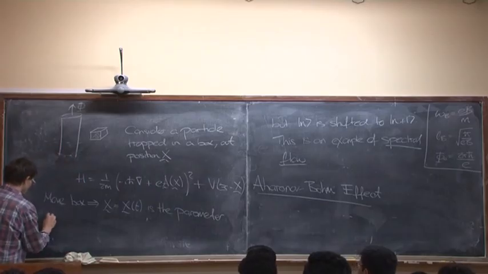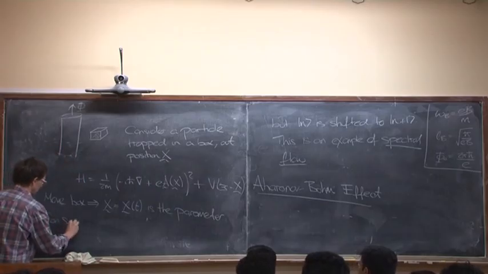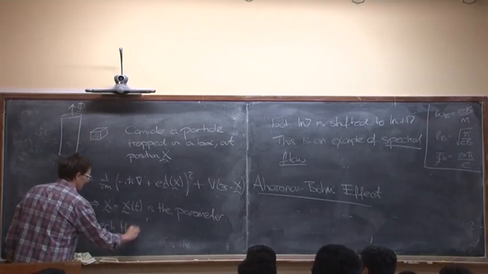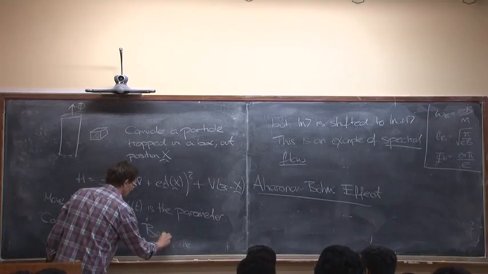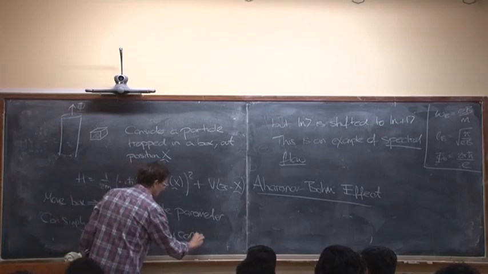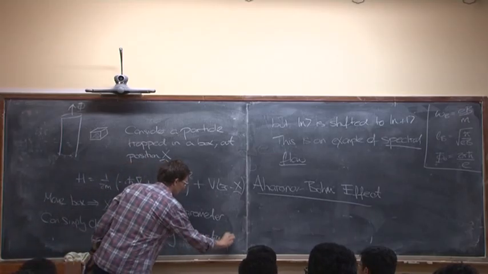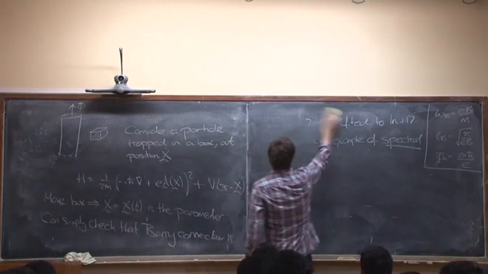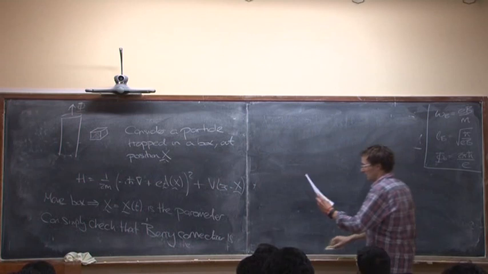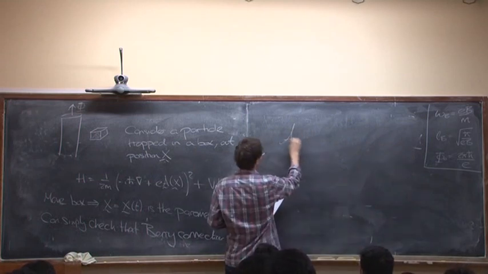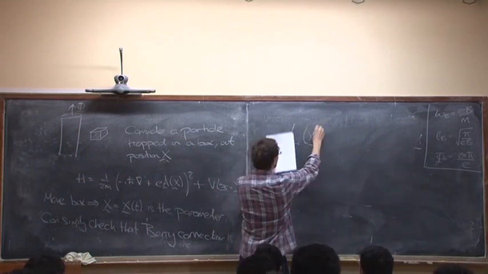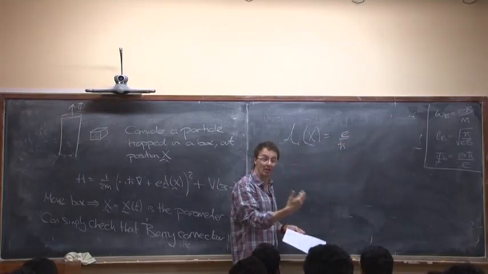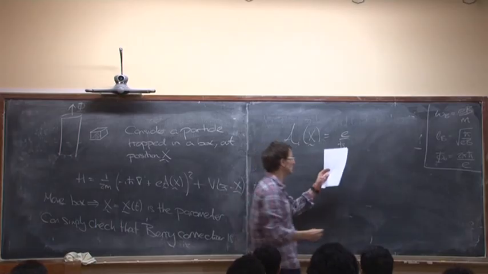So you can simply check that the Berry connection, remember, is a curly A. And in this case, it's very nice. The Berry connection is precisely equal to the electromagnetic connection.